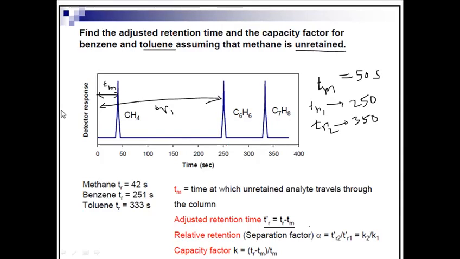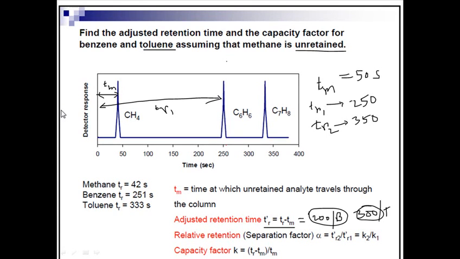It is simply Tr minus Tm. So in case of benzene the Tr is 250 minus 50, the answer is 200 for benzene, and in case of toluene we have 350 minus Tm, which is 50, is 300. Okay, so 300 is for toluene. So these are the adjusted retention times for both benzene and toluene.